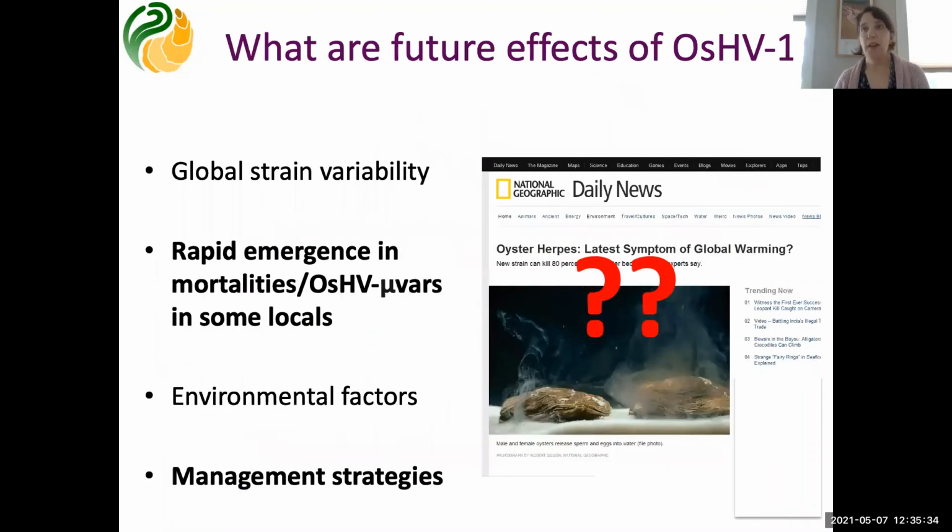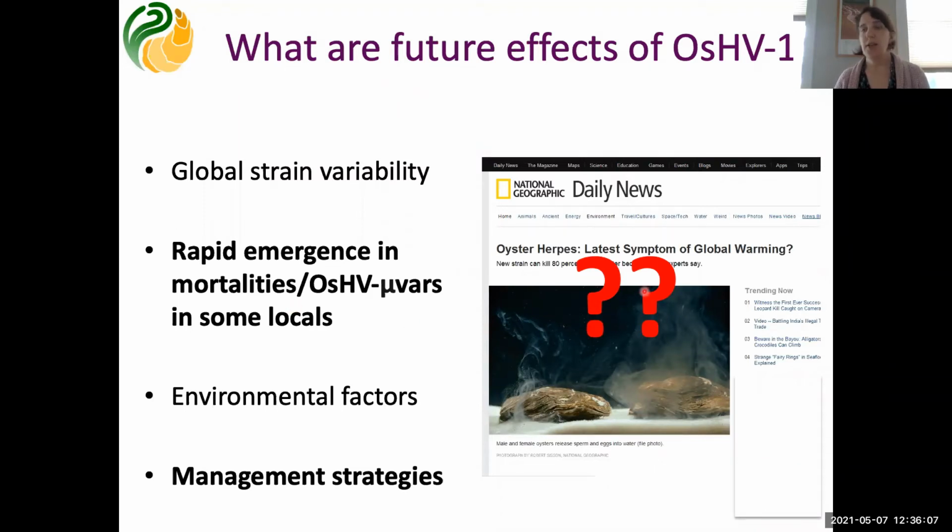So what are the future effects of OsHV-1? There is a lot of global strain variability, which we don't understand very well. There's a rapid emergence in mortalities in OsHV-1 microvars in some locations. There are environmental factors associated with these mass mortalities, though it can be different dependent on variant or ocean basin. Again, this is really something that happens in the summer months.